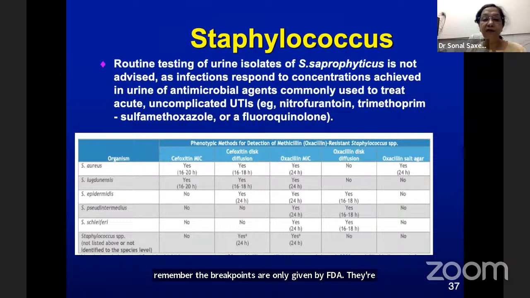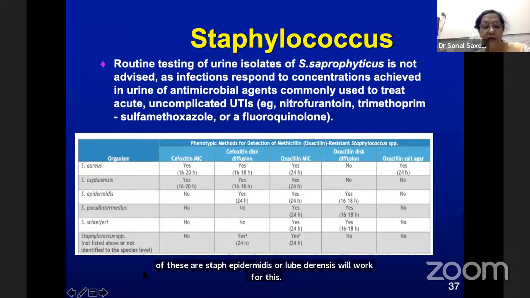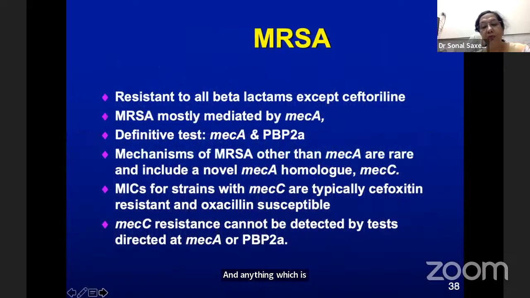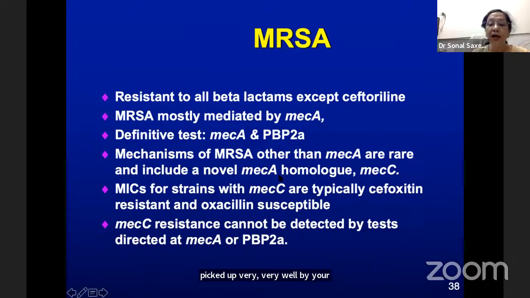So if you look at the routine testing of staph isolates, remember this, cefoxitin works here. This is the question that I was asking: is there a need to do an oxacillin diffusion? No, because most of the coagulase negative staph also would be okay with a cefoxitin diffusion. Most of these, Staph epidermidis or lugdunensis, will work for this. And 96% of the strains are usually mecA. So mecA can be picked up very, very well by your cefoxitin test.